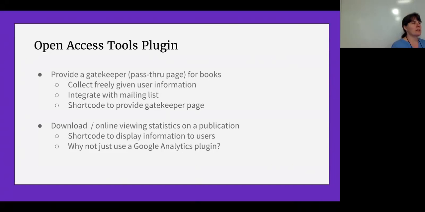That was one of the things I looked for early on: how can I find a tool where I can hand it a URL and say, take me to this, but collect data first? And I couldn't find that. And so that's where my need for this pass-through page came in. And now I have a short code that will just fairly automatically do that. And another thing I get from this tool is that I can have these download and online viewing statistics through a short code as well.